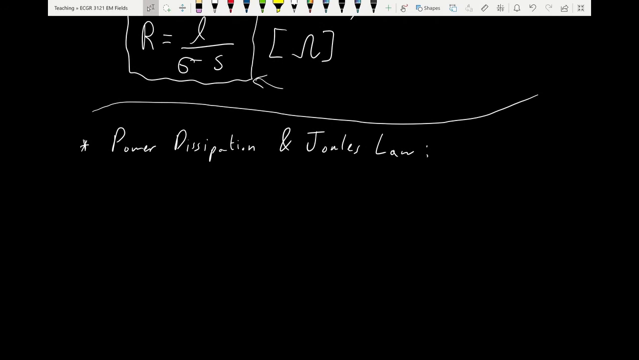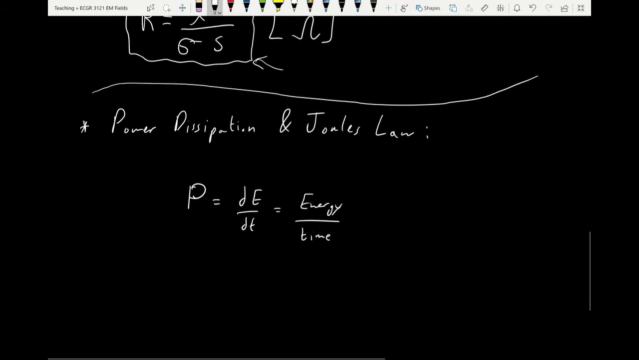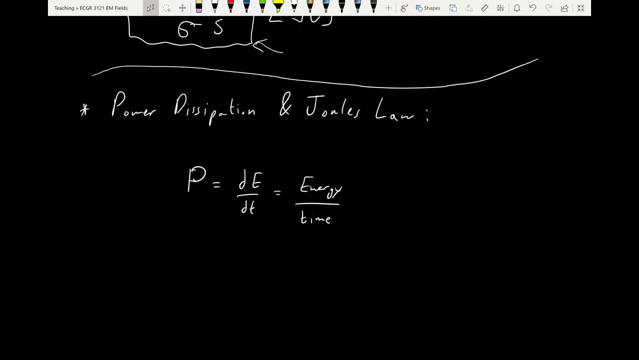So from mechanics, what is power? Power is the rate of change of energy with time, right? Power is energy over time. Like how much energy is flowing into a point in space with respect to time.